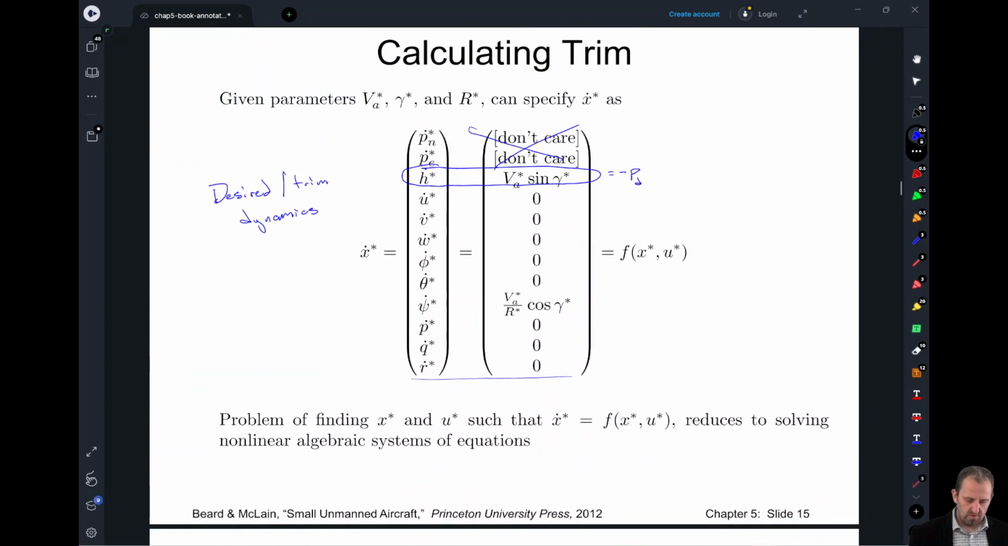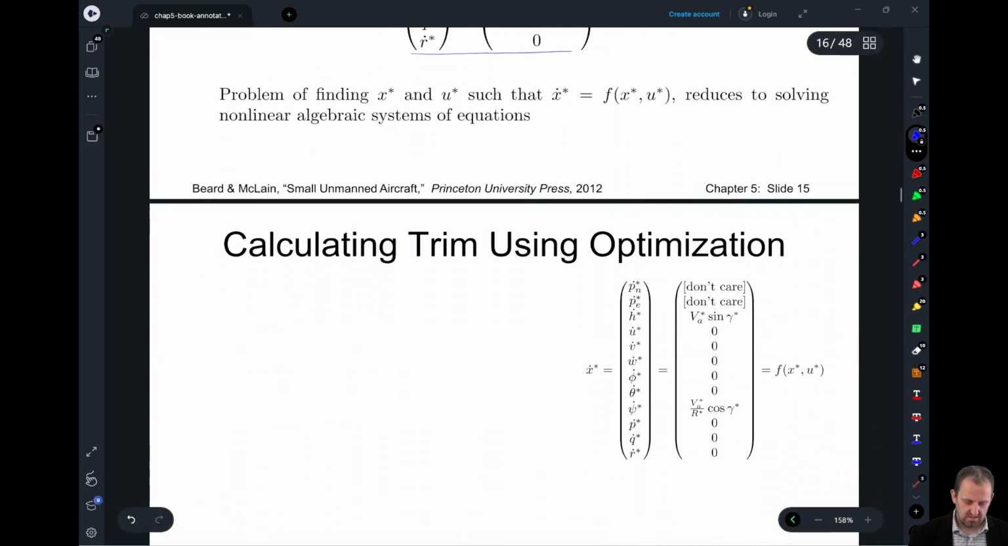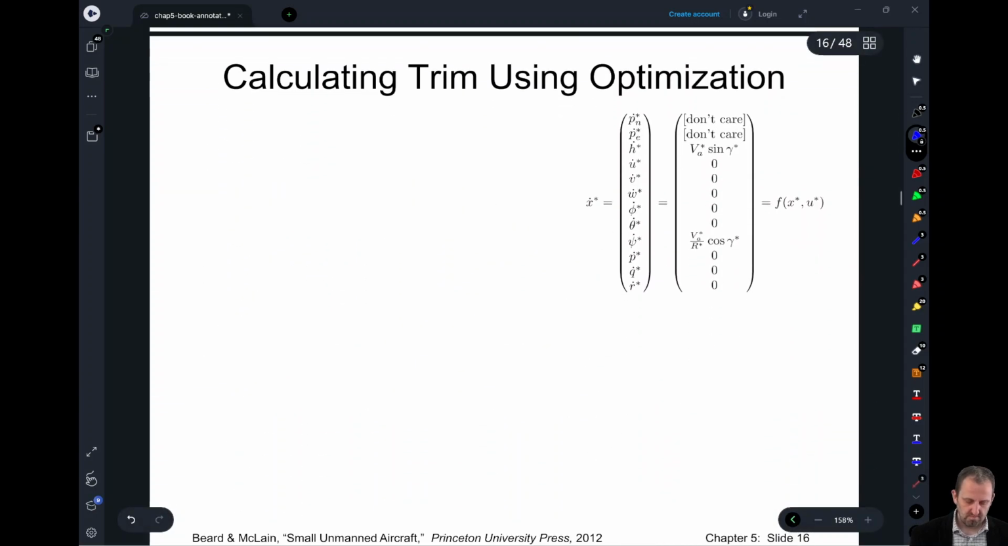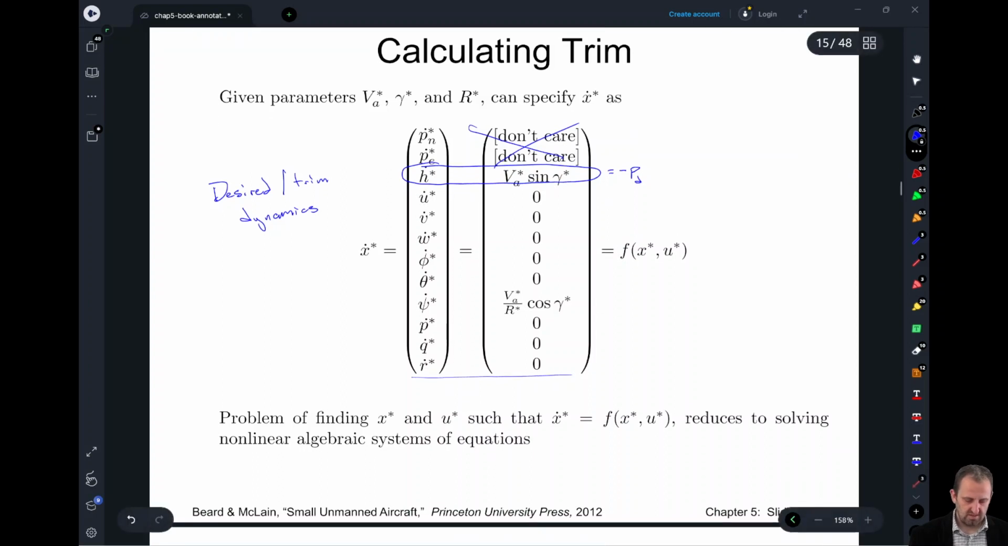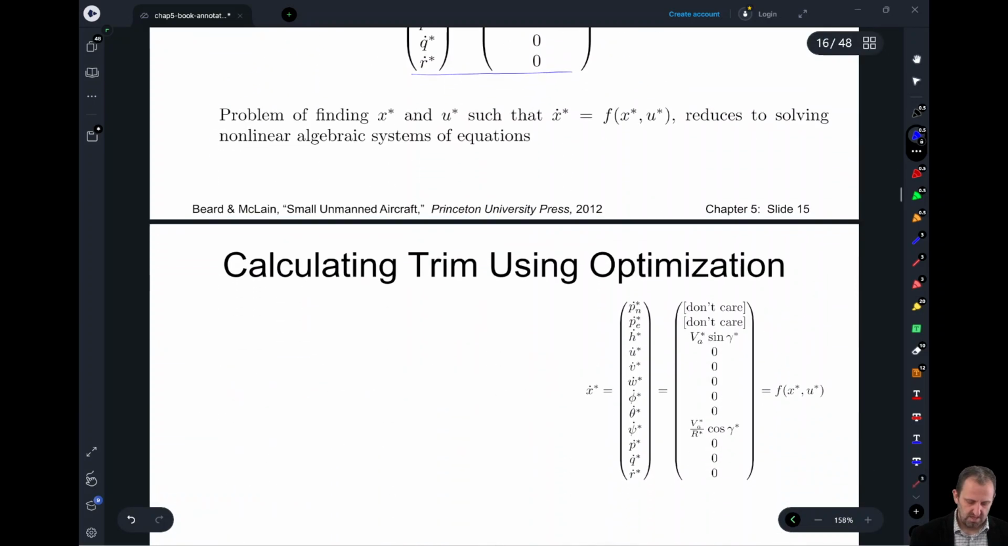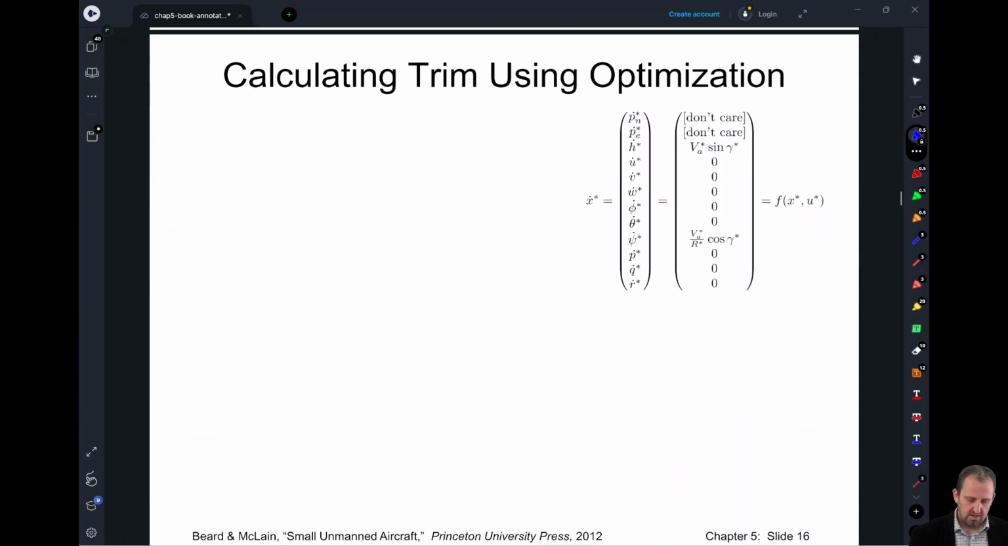Okay, so we're going to define an objective function that'll help us calculate that trim state. Again, we've calculated what we want our dynamics to be, but we haven't defined what any of our states are, and we haven't defined what our inputs are. We just know that our dynamic equations have to equal these equations we've put on the board. Okay, so let's calculate our trim using optimization.